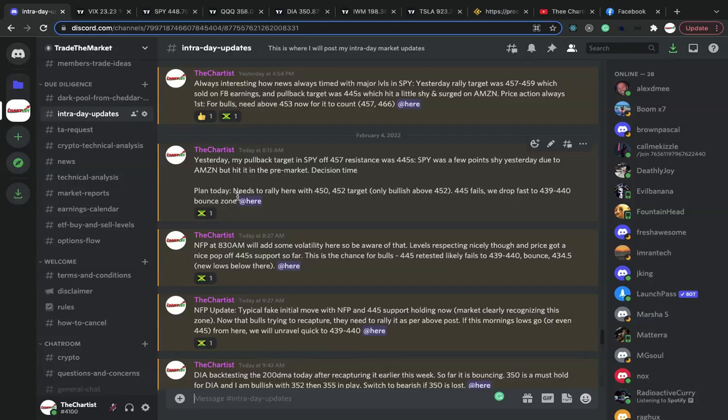The plan today, I wanted to see SPY rally here with a 450 and 452 target. Only bullish above 452. So I was overall bearish, but I was expecting a move to the upside to 450 or 452 where bears would have the chance to step in. 445 fails, that was my support. We dropped fast to the 439 to 440 zone.